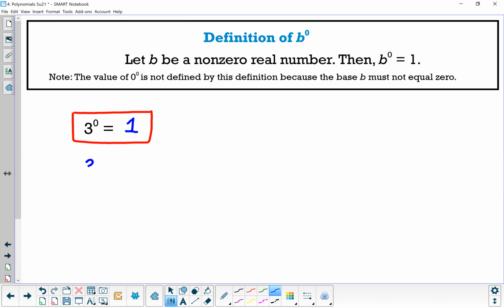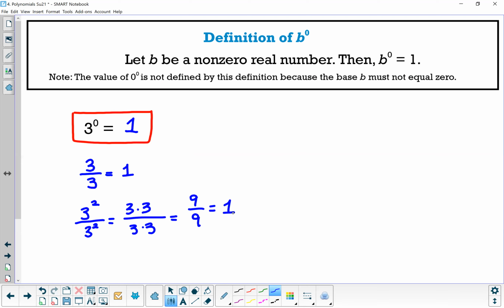Starting with 3 divided by 3, that's equal to 1. Okay, wonderful. So let's consider 3 squared divided by 3 squared. That equals 3 times 3 over 3 times 3, which if you want to look at it as 9 over 9, you can, but that's equal to 1.